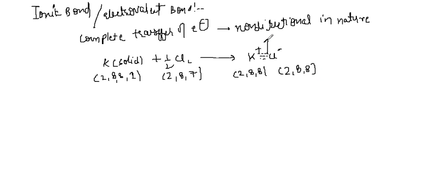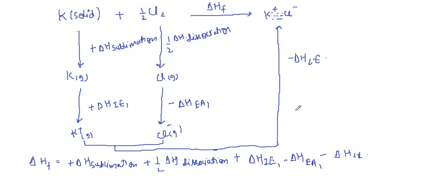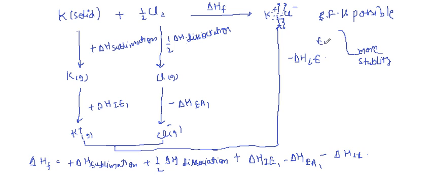Here net energy releases. That's why we say it is an ionic bond. Now if we talk about the formation of potassium chloride from solid potassium reacting with chlorine, we know the net energy should release. Only then is bond formation possible, because whenever the net energy releases, it gets more stability.